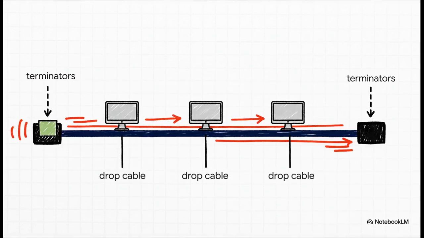So how does it actually work? Well, you've got that central backbone cable, and then you have smaller drop cables that connect each computer to it. And at the very ends of the main cable, you have these little things called terminators. They're super important. They stop the signal from literally bouncing back and creating a mess. But here's the key thing to understand. When one computer sends out a message, it's just broadcast down the entire cable. That means every single workstation sees that message.